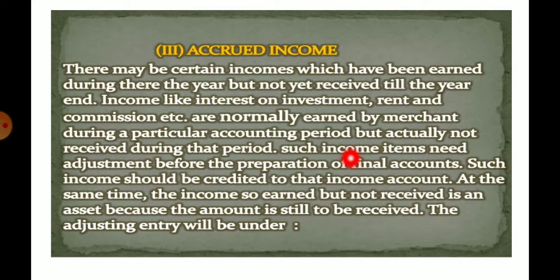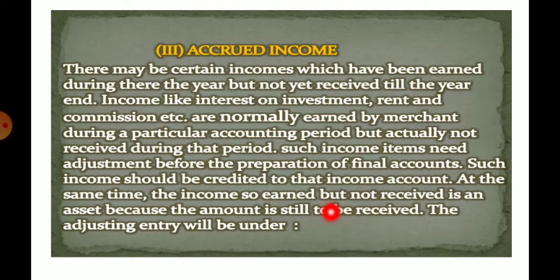Accrued income. There may be certain income which has been earned during the year but not yet received till the year end. Income like interest on investment, rent, commission, etc. are normally earned by the merchants during a particular accounting period but actually not received during the period. Such income items need adjustment before the preparation of final accounts, and such income should be credited to the income account. At the same time, the income so earned but not received is an asset because the amount is still to be received.